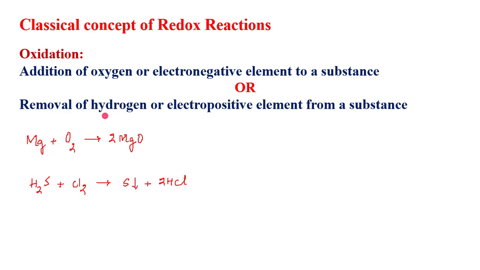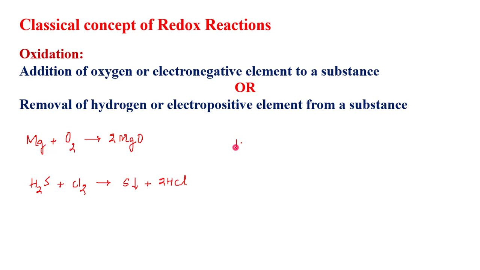When you go with removal of hydrogen, the same equation we can take. This is the substance. From this substance, you are removing hydrogen. You are separating sulfur and hydrogen. When hydrogen is separated from hydrogen sulfide, you are removing hydrogen, then also you will call it oxidation, right?